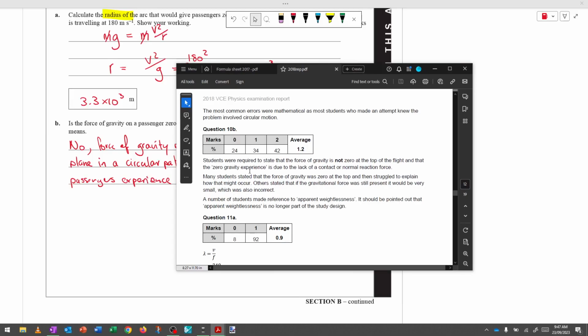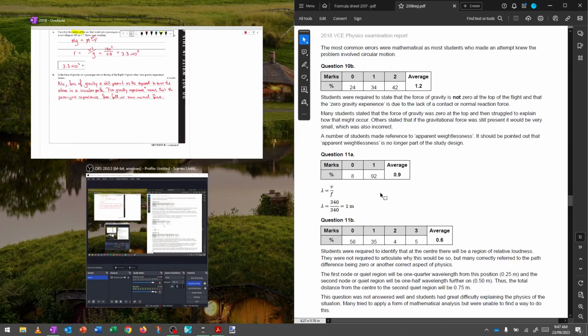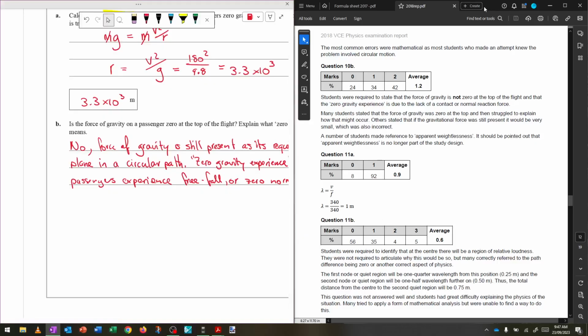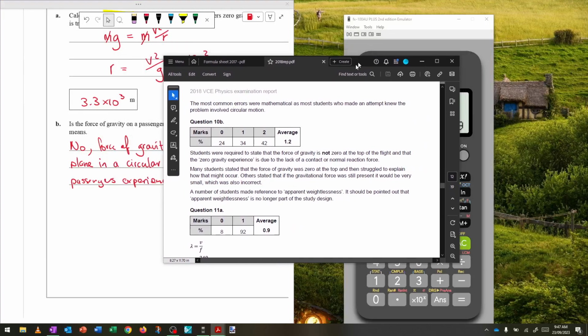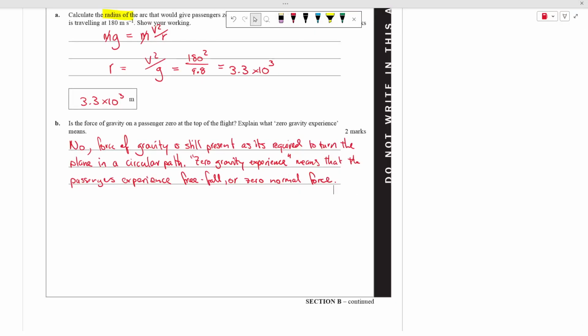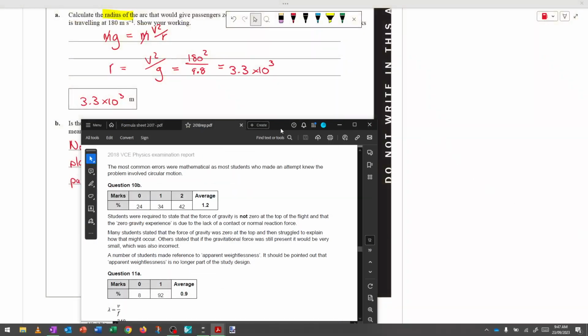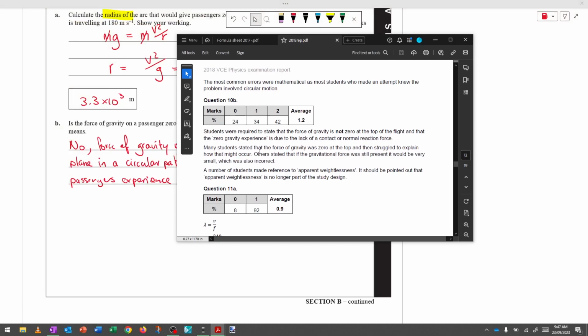There you go. So students were required to state that the force of gravity is not zero, and that the zero gravity experience is due to the lack of contact or a normal reaction force. Yeah, that's what I've said. Whoa, that's weird. Okay, everything's zoomed out. One second. Okay, there we go. Many students stated that the force of gravity was zero at the top. No. And then struggled to explain how that might occur.